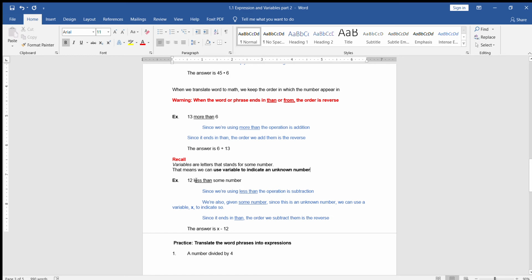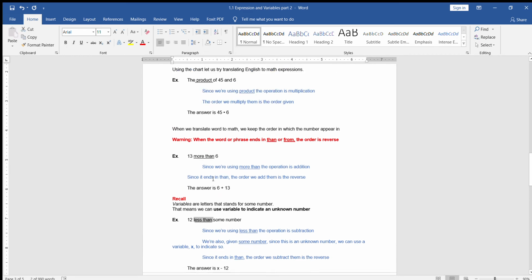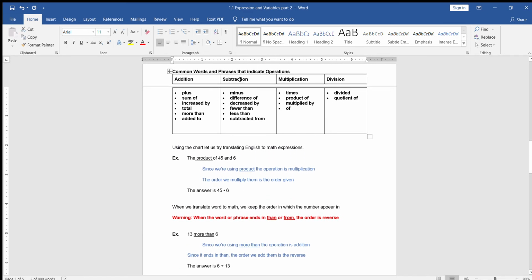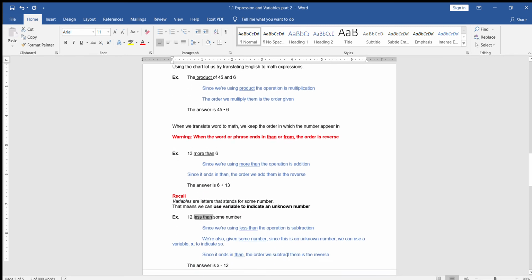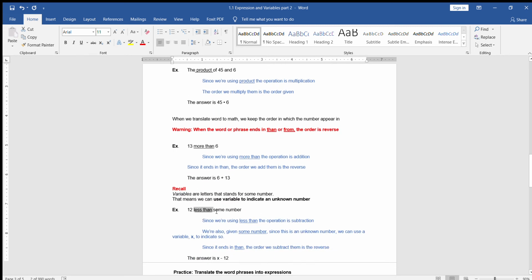12 less than some number. We have the words "less than," which is subtraction, so the operation is subtraction. Now we have the words "some number." We don't know that number, but what we can do is substitute a variable for that number. In this case I chose x, but you can choose any variable letter you can think of.